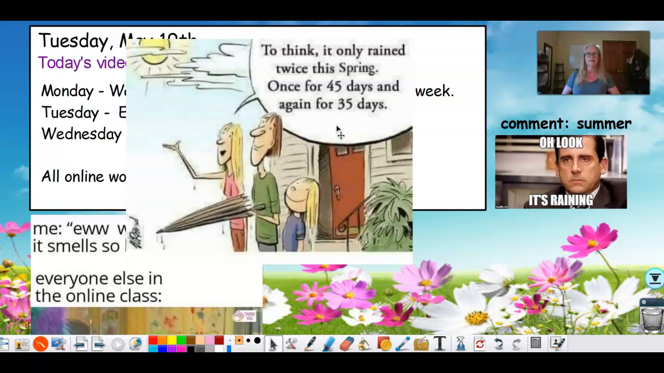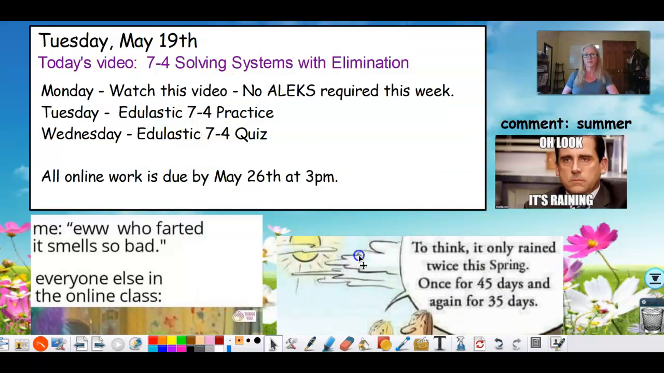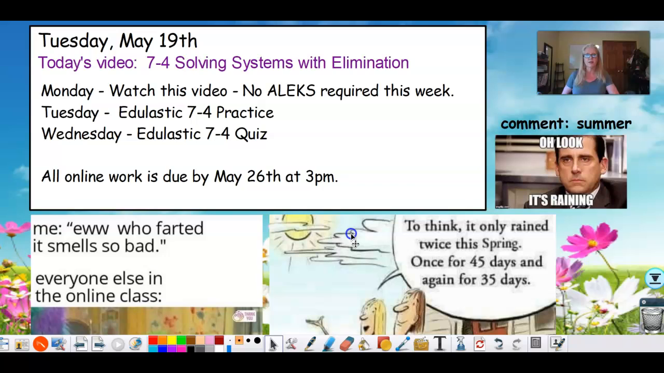Okay. To think it only rained twice this spring, once for 45 days and again for 35 days. I feel like it's been raining all the time. I'm tired of the rain. It's bad enough that nothing's really open. The only thing we can do for fun is go outside, but we can't go outside because it's raining. If you're watching this video, comment the word summer.